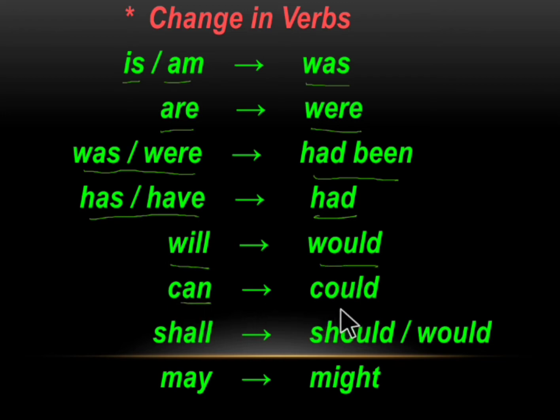Can will be changed to could. Shall will be changed either to should or would. It is depending upon the sentence. We will understand as we go to the chapters and practice various exercises. Next, may will be changed to might. The other one is must. Must will remain the same. Must will remain must.